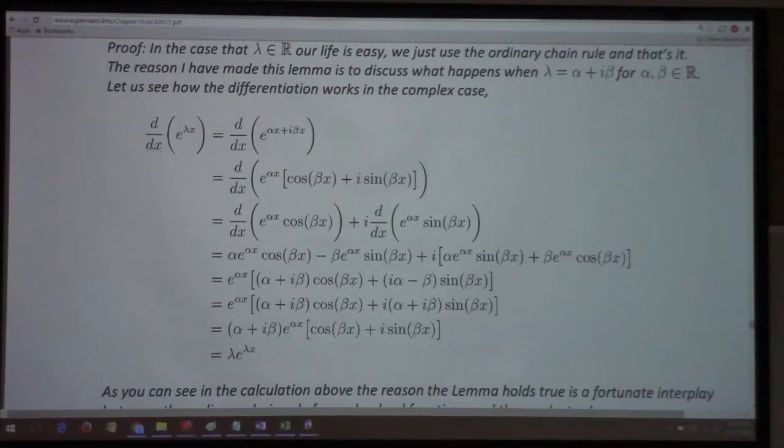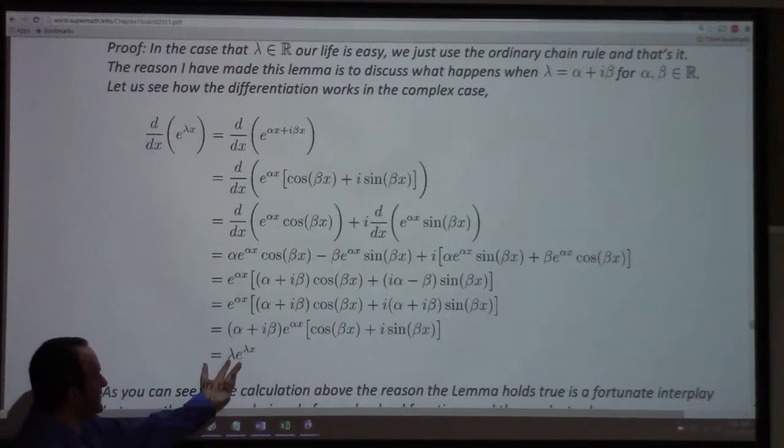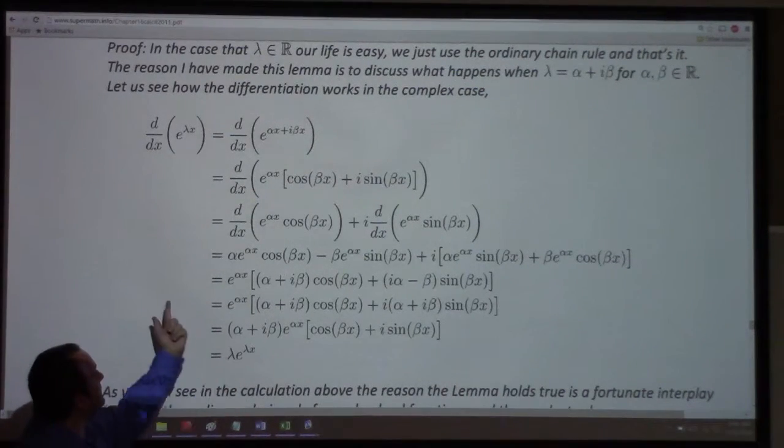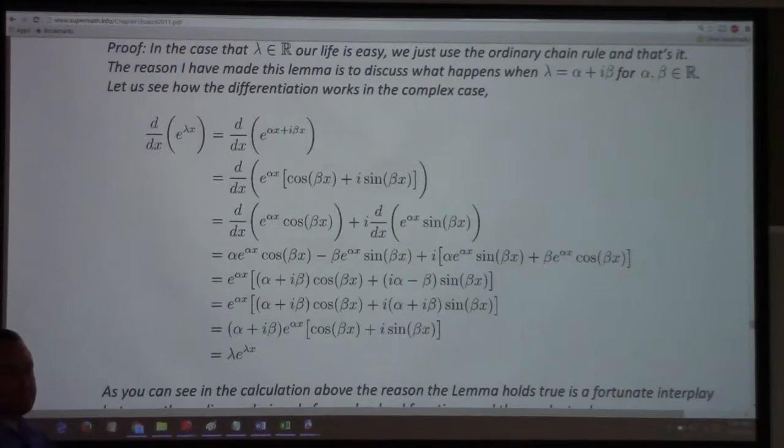This is yet more evidence to you, I hope, that this imaginary exponential is worth thinking about, because it is a compact, beautiful notation that captures a great variety of calculus facts all in one sweeping, easy to understand notation. I mean, what could be simpler? That the derivative of e to lambda x is lambda e to lambda x.